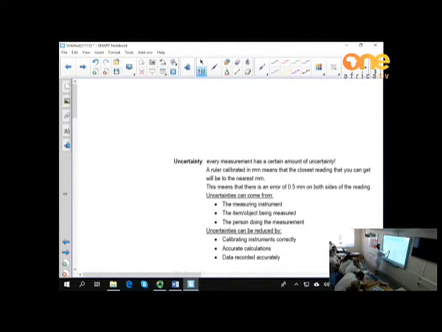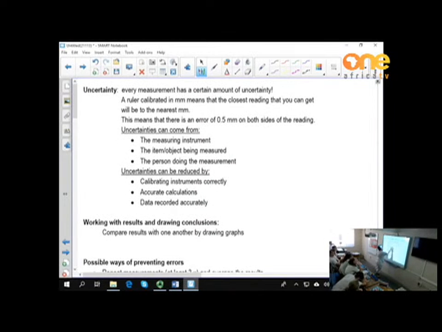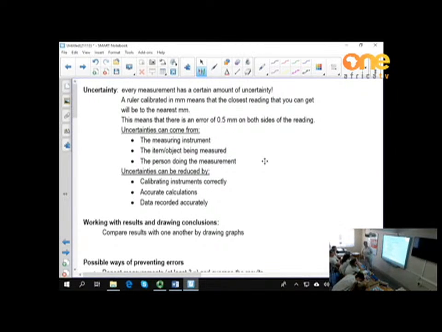And lastly, a little bit on uncertainty. Let's just lock it in place. Okay. Uncertainty, people, we said every measurement has a certain amount of uncertainty.